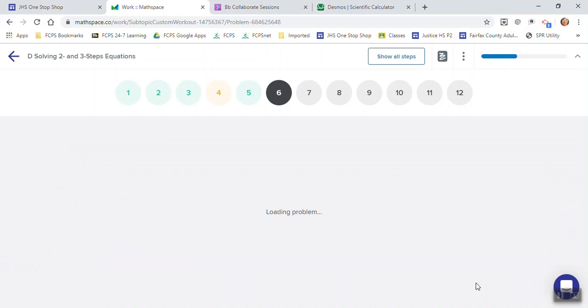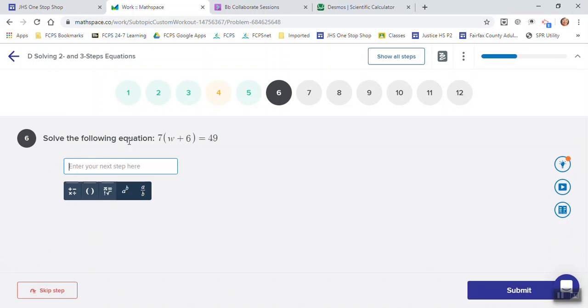So now question 6. Solve the following equation. 7 times the total of w plus 6 equals 49, right? So for the first step, you can do it two ways, but I'm going to do the easier way, which is you divide both sides by 7. So you have 7 times w plus 6 and then divide by 7, right? Oh, sorry, this should be 7 here, right? And then you do the same with the right side, divide by 7. So both sides we divide by 7.